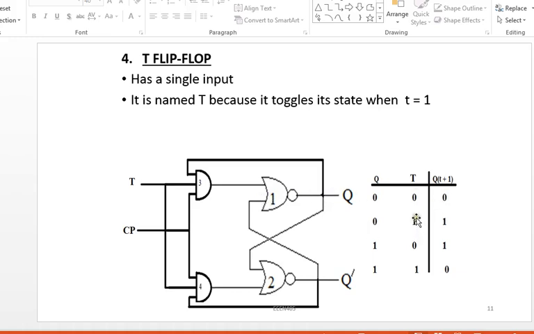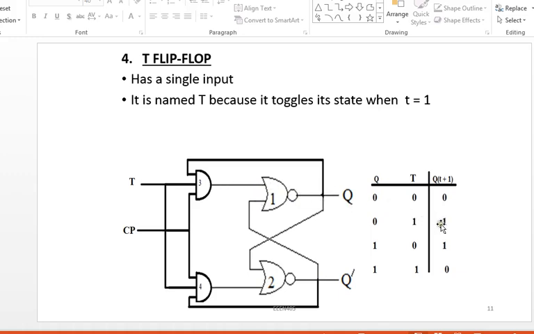Take the second condition, T is 1, clock is always 1 as I said, but my previous output Q is 0. So if one of the inputs of gate 3 is 0, here I have 0. But when Q is 0, it means Q prime is 1. So all the inputs to this gate 4 are what? 1 1 1. So the output here should be 1. Because one of the inputs of gate 2 is 1, automatically I will have 0 here. This 0 together with the 0 coming from gate 3 will give me 0 0, and this should be 1.